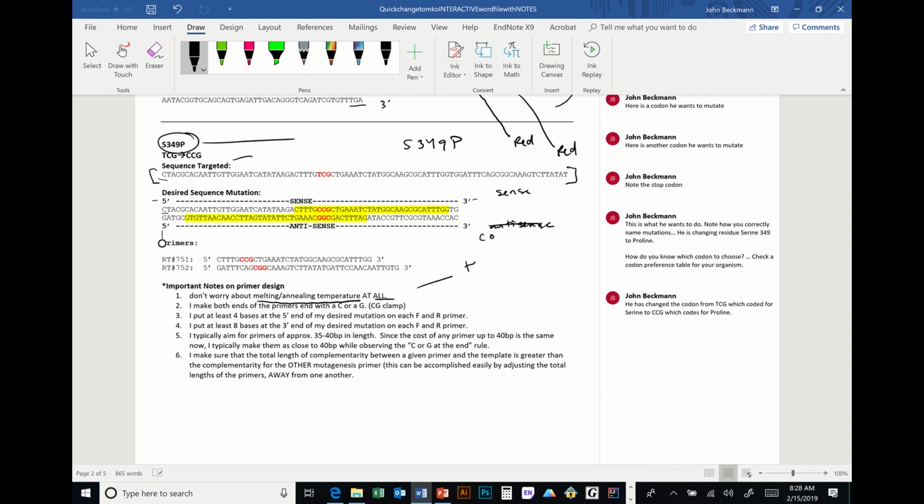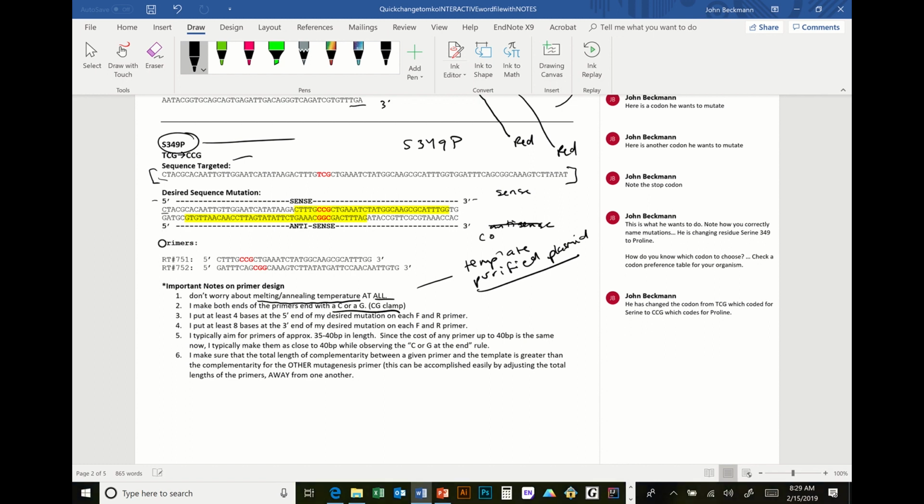One of the reasons is that your template is a purified plasmid. Okay, that's a very, very pure template. I'm not really worried about my primers finding stuff in the genome because I'm not using genomic DNA as my template. I'm using purified plasmid. That's pretty much the only thing that's in there. There's some contaminating E. coli genomic DNA, but it's not really an issue. So I don't really worry about annealing temperature, and I don't really worry about non-specific products because the template in QuikChange is always going to be purified plasmid.